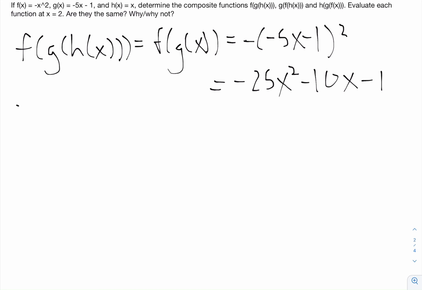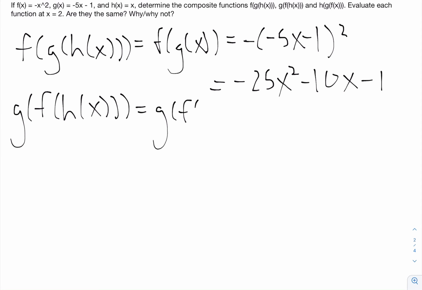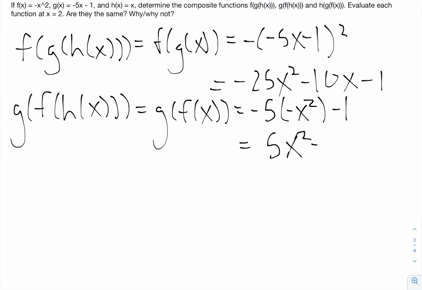Now, g of f of h of x, right? Remember, h of x is really x, so this is really just g of f of x. And remember, g is negative 5x minus 1, so this would be negative 5, and instead of x, I'm going to put f of x, which is negative x squared. And then we're going to get minus 1. So this will be positive, because it's two negatives, so 5x squared minus 1. That's g of f of h of x.